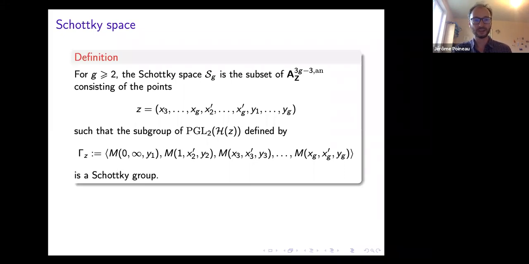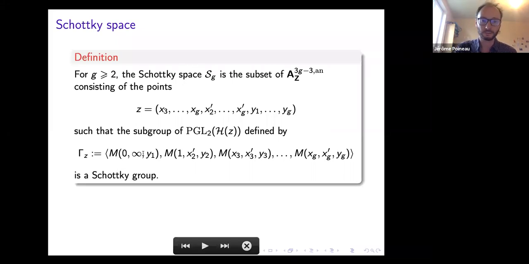So that's exactly it. You have a bunch of alpha, a bunch of alpha prime, a bunch of beta, and you cook up matrices, Möbius transformations, with them as before, and you only keep in your space all the elements where the group that you generate using those matrices is a Schottky group. Okay, so it goes like this.